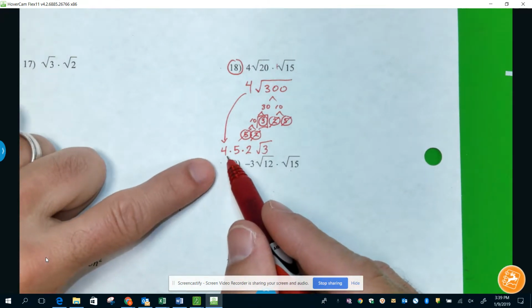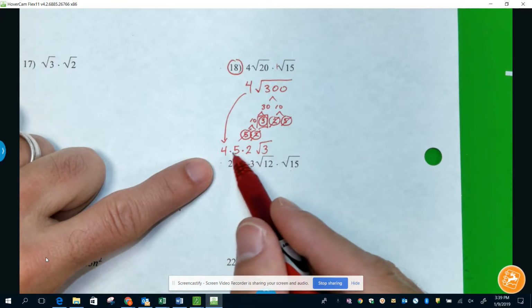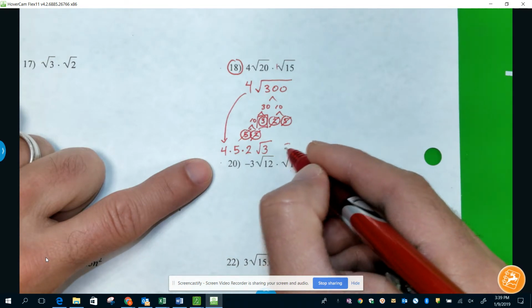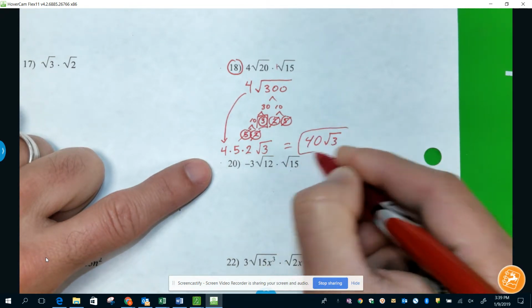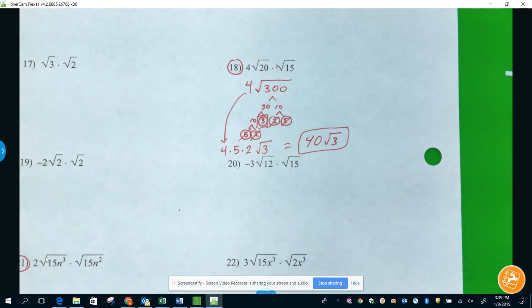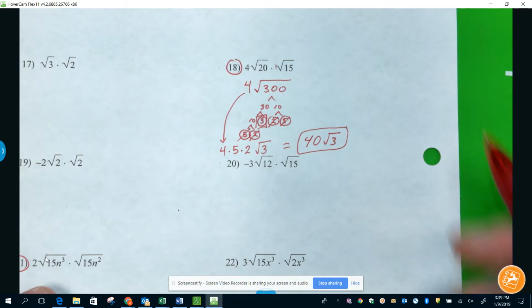So when I multiply 4 times 5 times 2, 4 times 5 is 20, and 20 times 2 would be 40. And then the single number is the square root of 3. Okay, that's one way we could do that.